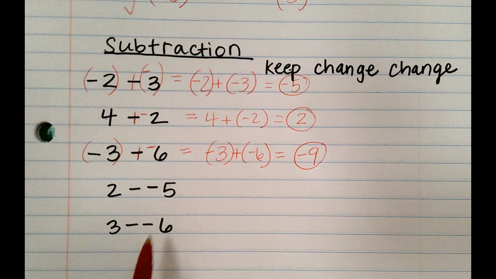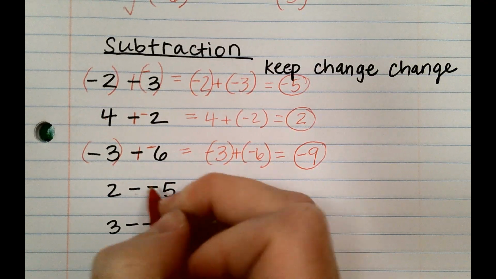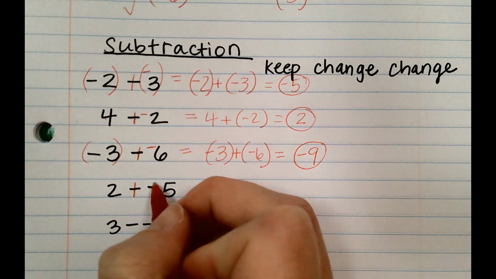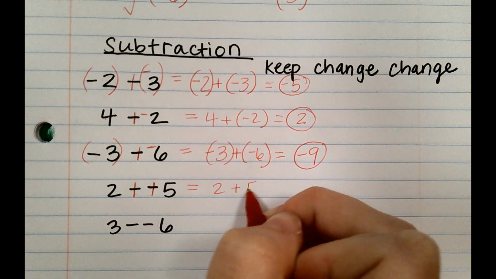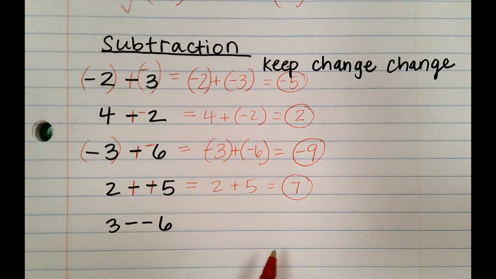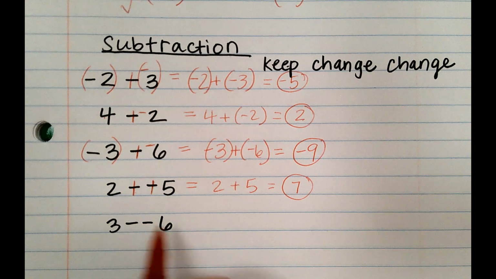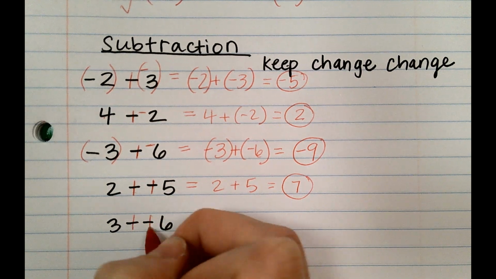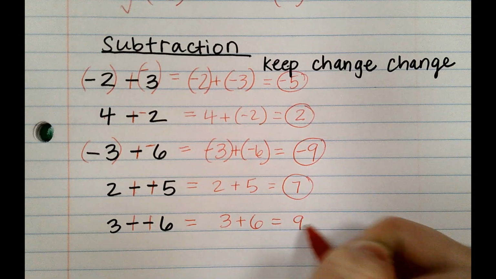You can do it with these too, especially. Keep the 2, change the minus to a plus, change the minus to a plus. 2 plus 5, 7. It's interesting, but it works every single time. Keep, change, change. 3 minus -6. Let's do 3 plus +6. Yeah, and that is +9.